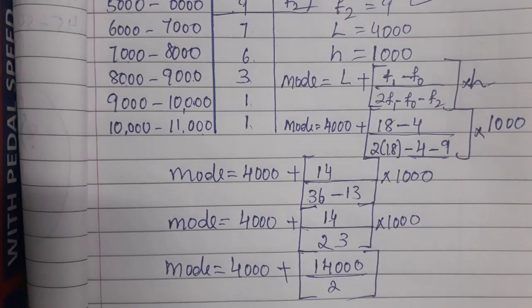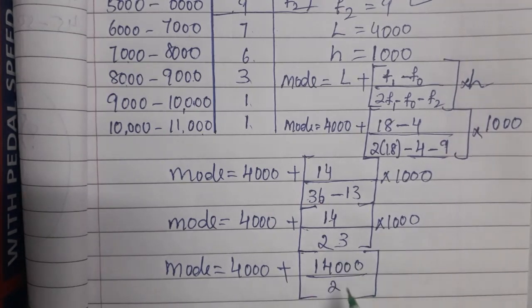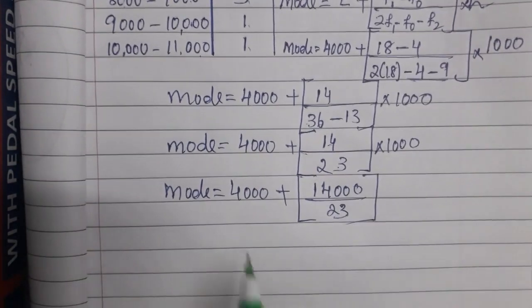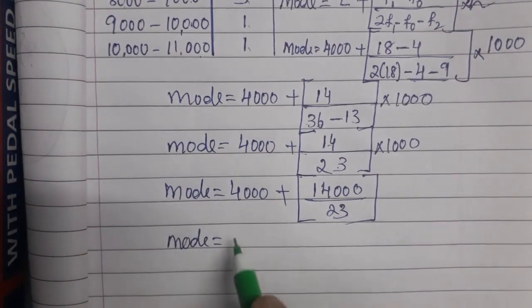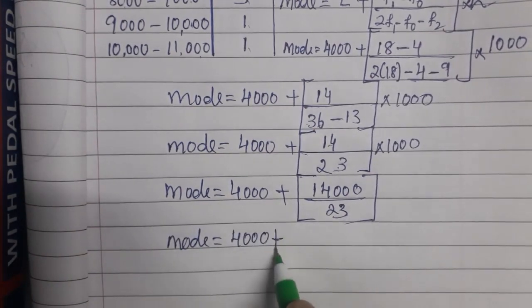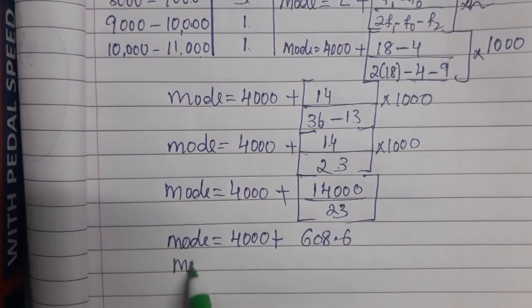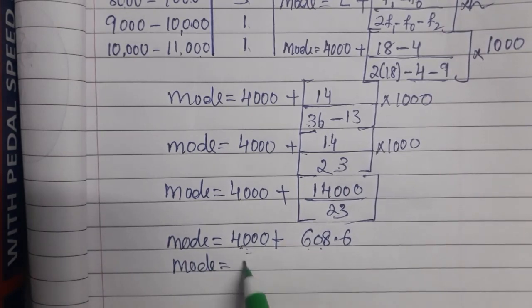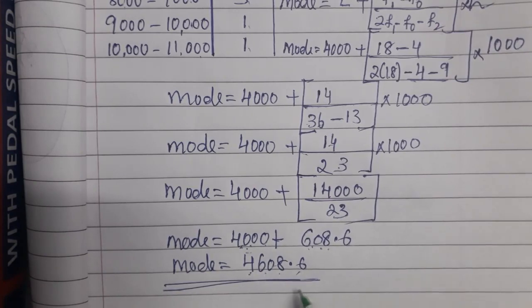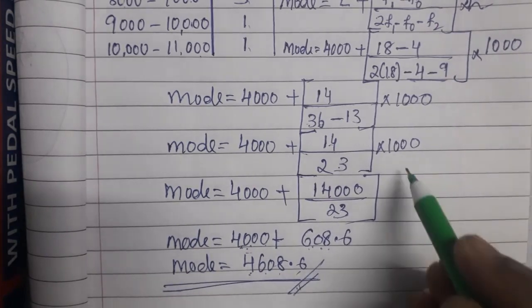Now what I am doing, I am dividing, because this is 23, not 223. I have to divide 14,000 by 23. When you divide this, you will get 608.6. So what is the mode? Mode is equal to 4608.6. So 4608.6 is the mode of the given frequency distribution table.